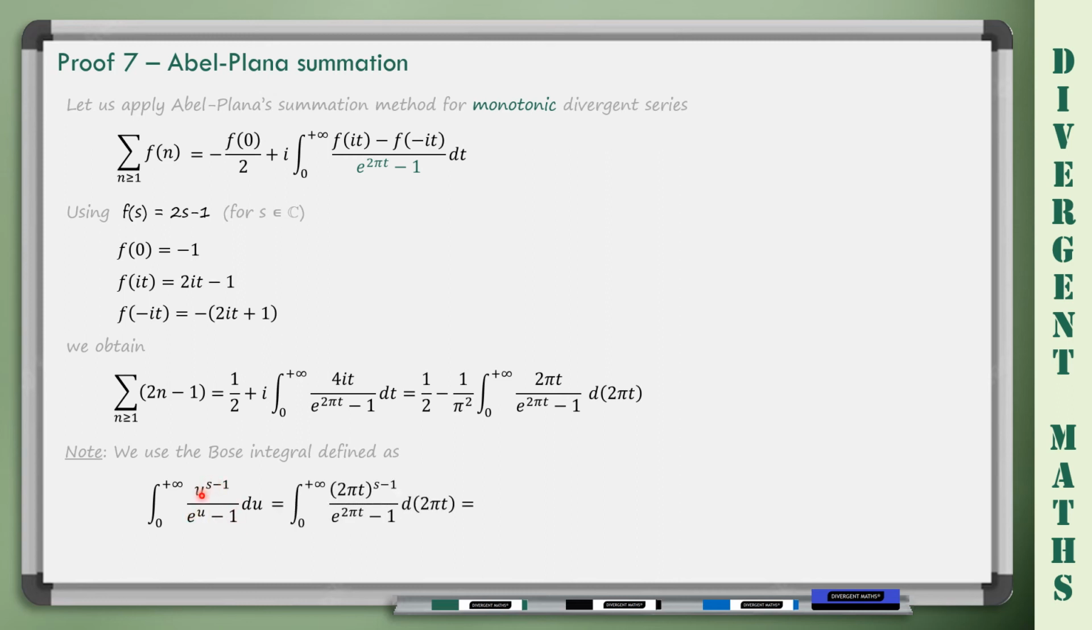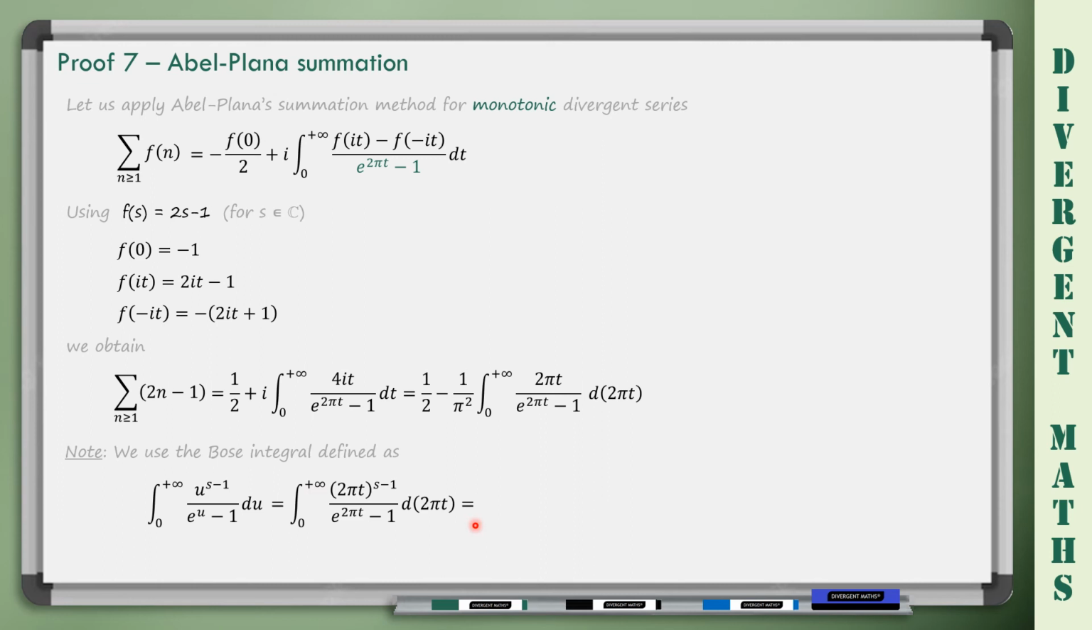So now if we replace the u by that variable that we have, 2 pi t, we can see the integral from 0 to plus infinity of (2 pi t) to the s minus 1 over e to the 2 pi t minus 1, d of 2 pi t. And then of course the bounds of integration do not change. When t equals 0, 2 pi t is also equal to 0, and same with infinity. When t equals infinity, infinity times 2 pi is also equal to plus infinity. So that does not change.